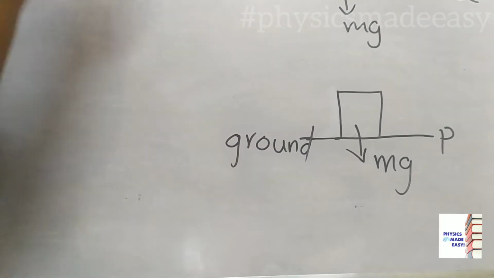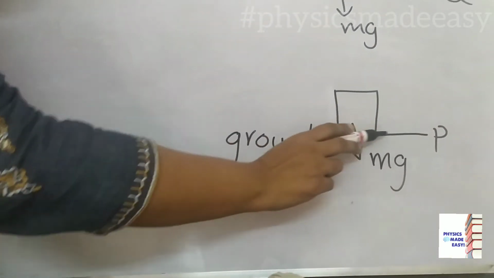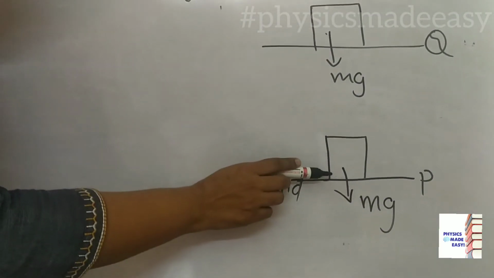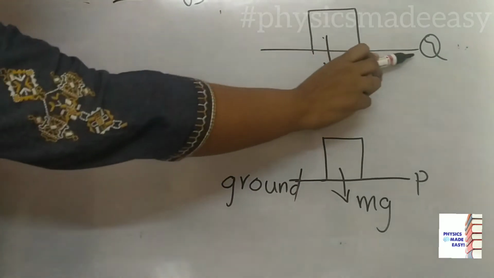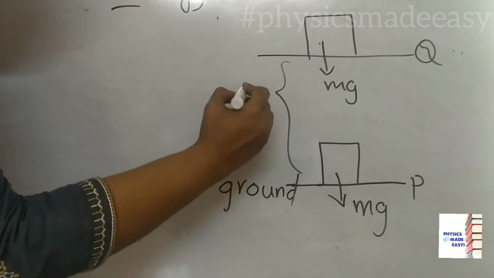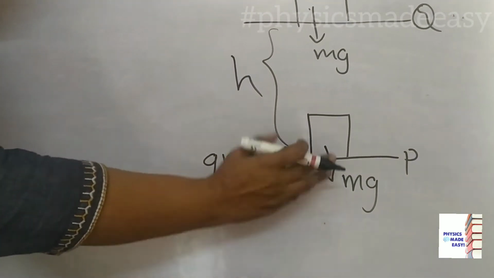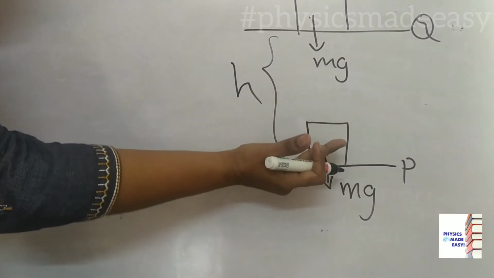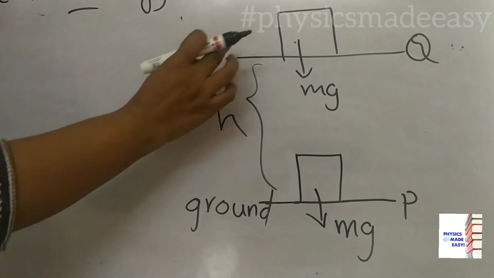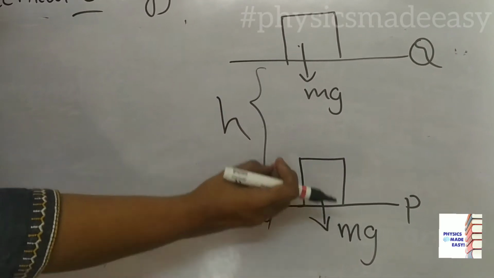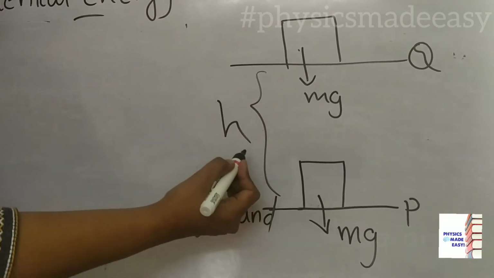Here the force is applied on this object to lift it from P to Q. P is a point on the ground, and you have to shift the position of this object to Q, which is at a height h from the ground. So mg acts downwards. If you want to lift this, you have to apply a force mg in the upward direction. Then only you can lift this. h is the height through which you have to move this object, so the distance traveled by that object we can take as h.